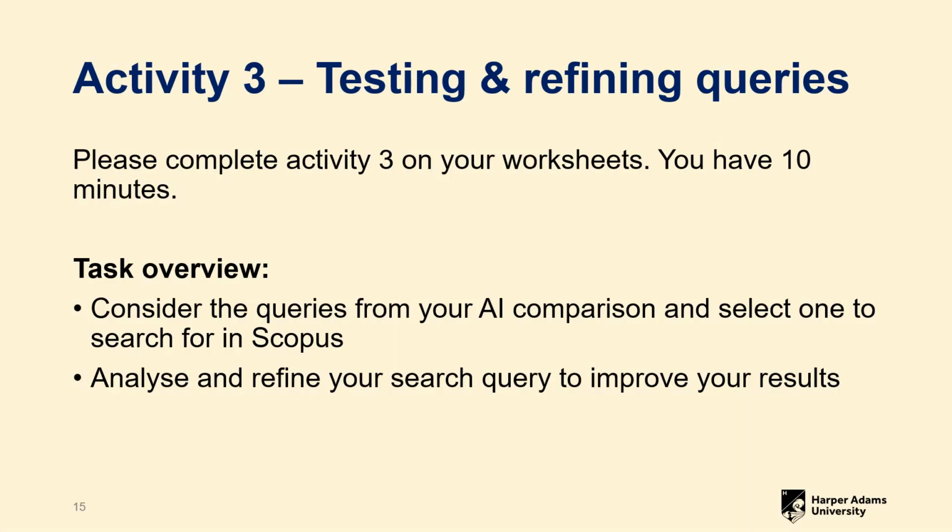Now for activity 3. Select one of the AI generated queries you used earlier and test it in Scopus. Refine your search using the techniques and operators we've discussed. The more you experiment, the stronger your search skills will become.